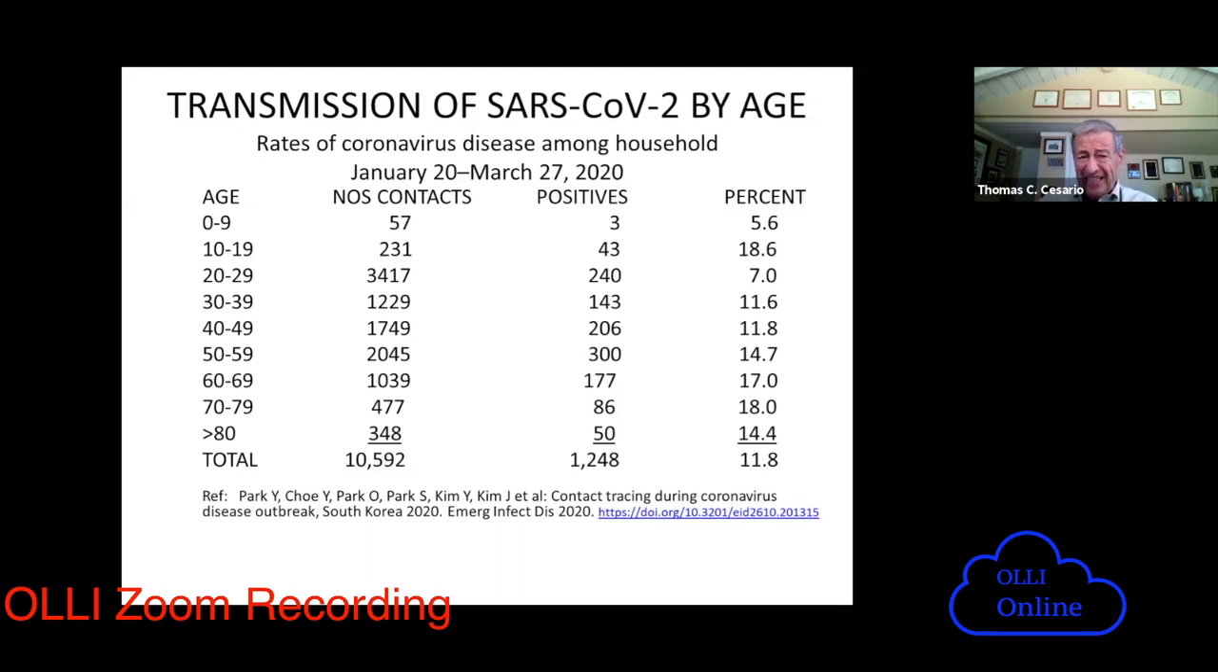But once they got to age 10, the percentage of contacts in the household who got infected looked very much like adults. So we now say, based upon this information, that by the time you get to be 10 and older, you probably are as capable of transmitting the virus as easily as an adult. Under 10, you may be less able to transmit it.